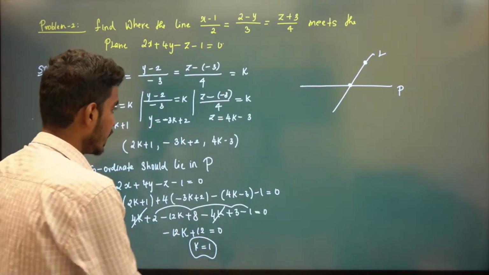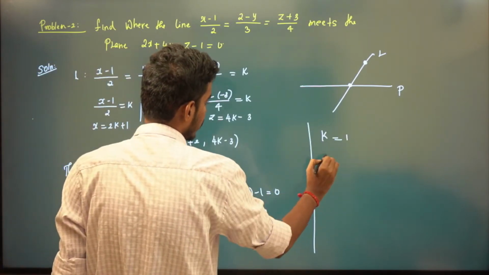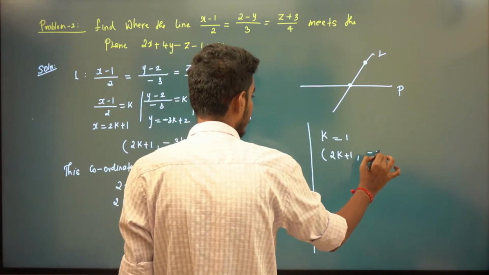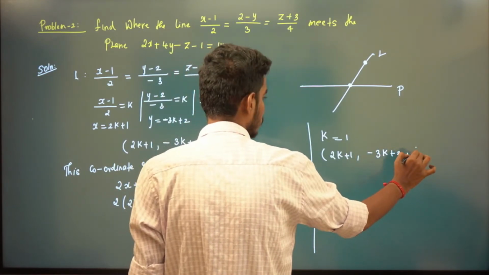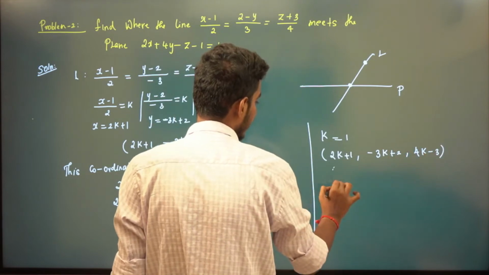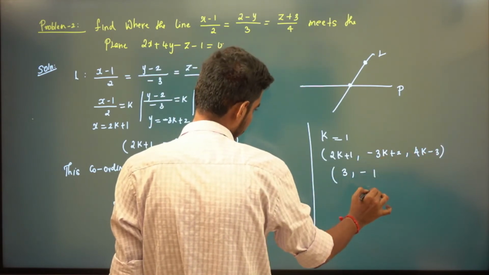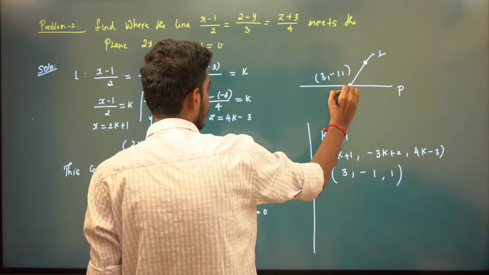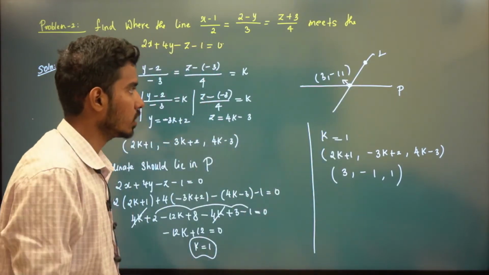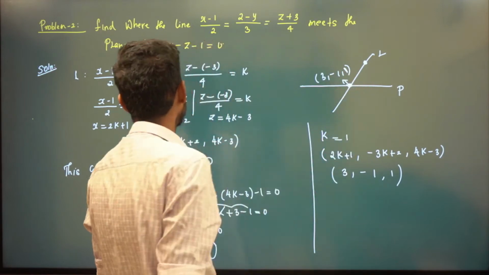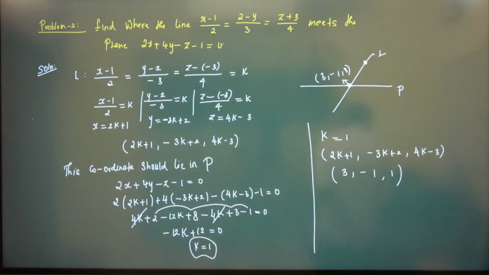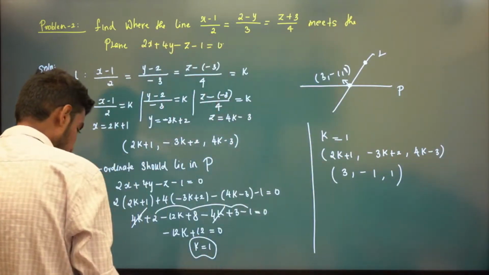So you substitute k is equal to 1 here. The point is (2k plus 1, minus 3k plus 2, 4k minus 3). Since k is 1, this will be 3, minus 1, 1. This point, (3, minus 1, 1), is the point where the line meets the plane. Is it clear? It's a very simple problem, based on planes and lines. Okay, we'll move on to problem number 3.